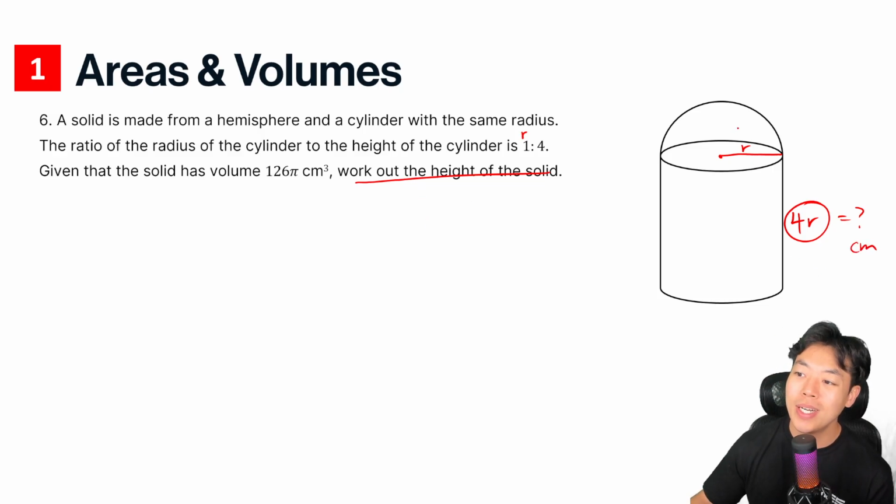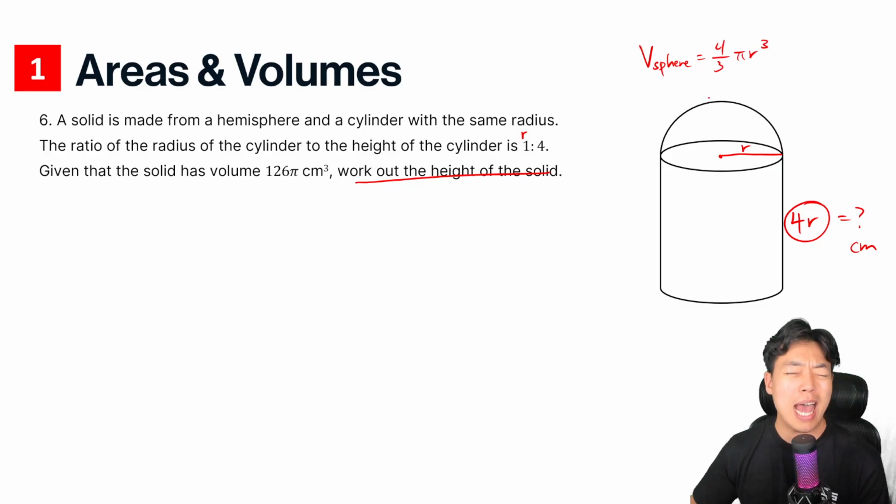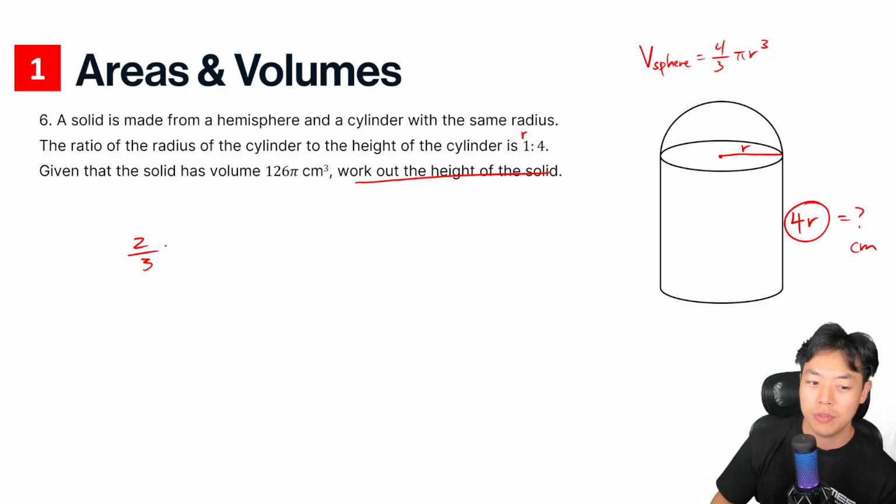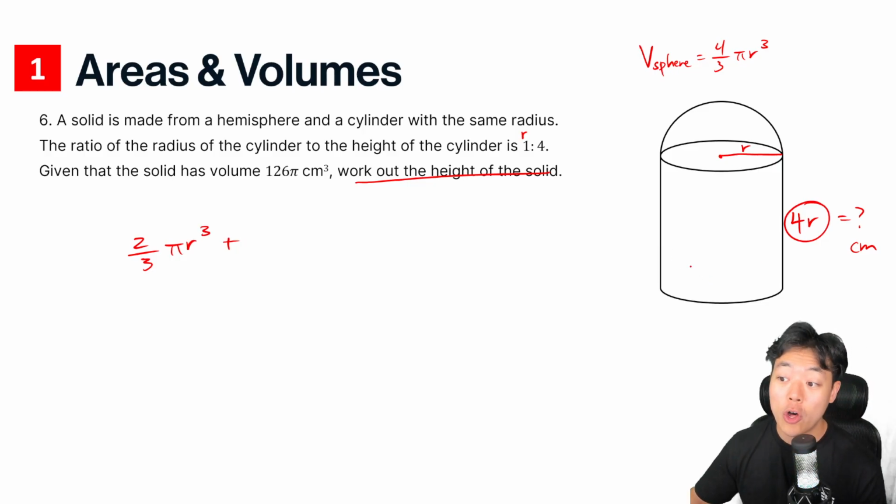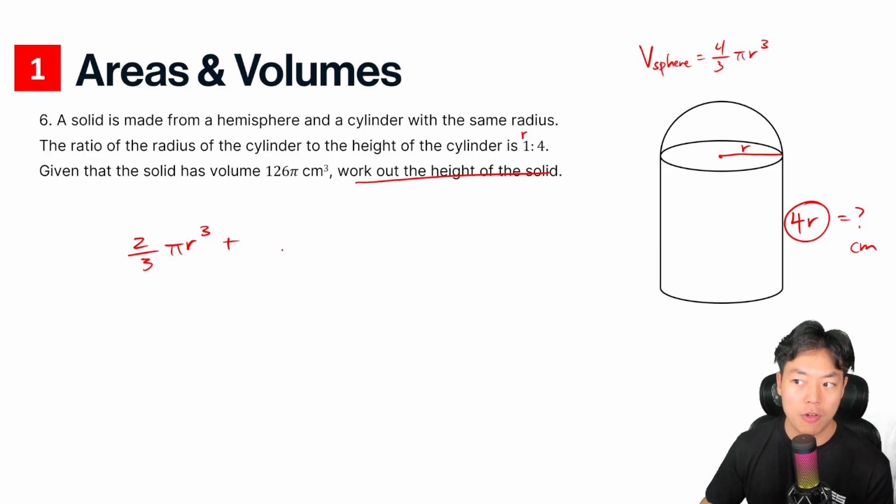Okay. What is the volume of this hemisphere? Well, the volume of a sphere is 4/3 pi r cubed. But then we take half of that. So technically we just have 2/3 pi r cubed plus. What would the volume of this cylinder be? Well, the volume of the cylinder will be pi r squared times 4r. And we're told that all this will equal 126 pi.